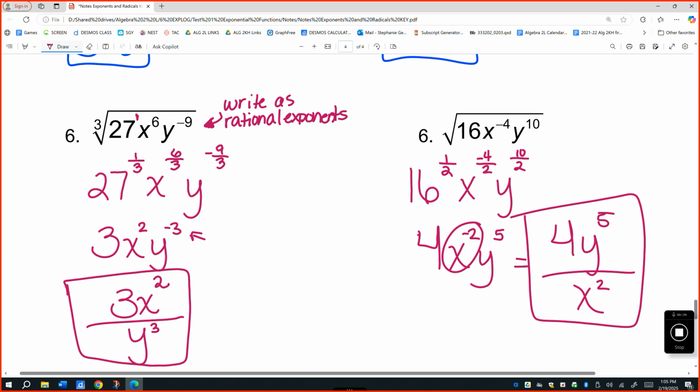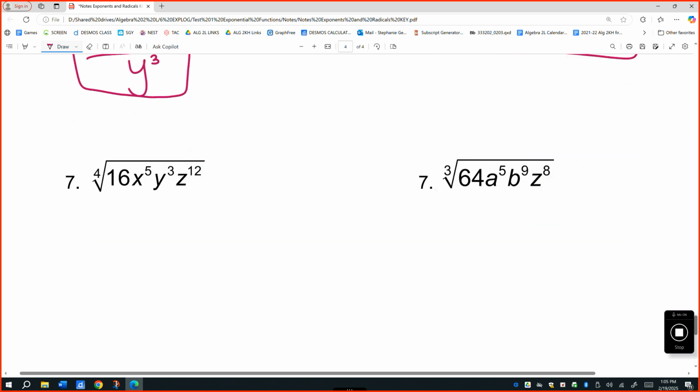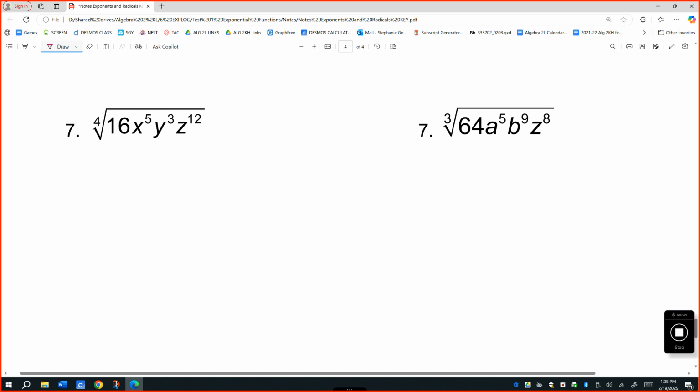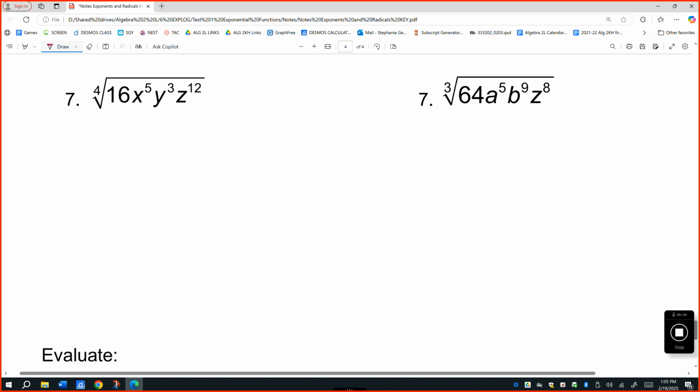Okay, now those worked out nicely because look at all of these exponents. They could divide nicely, right? 4 divided by 2, 10 divided by 2. But what happens when it doesn't work out that way? That's our last example of these. Okay? So let's look at number 7. This is a 4th root. Okay? There's such a thing. You can have any kind of root you want. Okay? So that means the denominators of the fractions will all be 4.